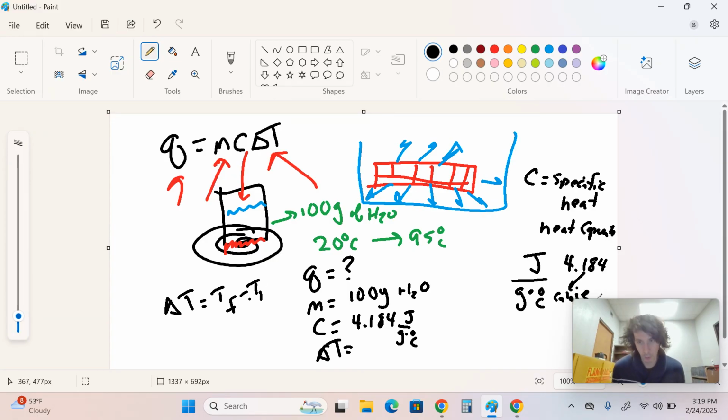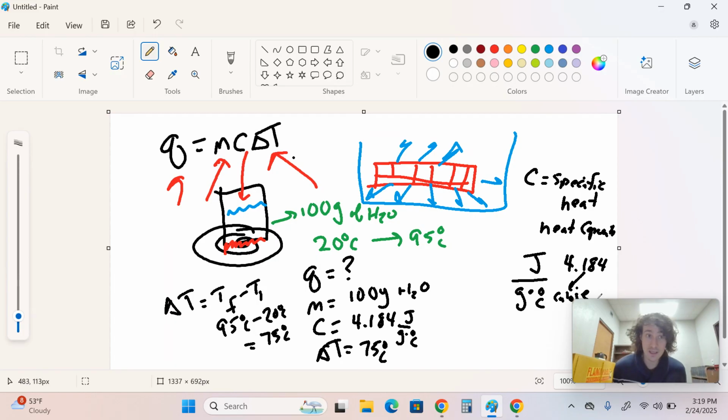This is important because if we get a positive delta T, it means the object is getting hotter, and if we get a negative delta T, it means it's getting colder. You better make sure you put the numbers right. So what is our final temperature in this case? We said 95, right? We're going to 95 degrees Celsius. We started at 20. So our delta T is positive 75. Positive matters big time.